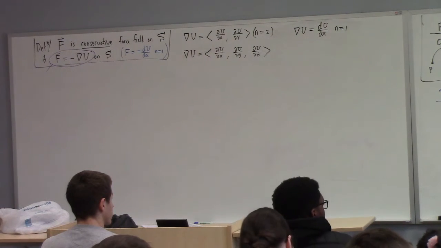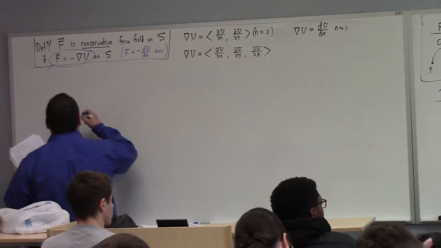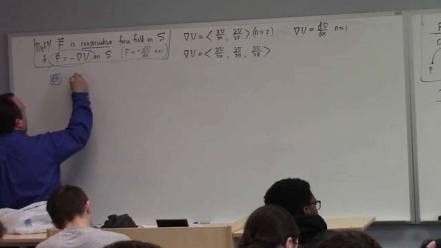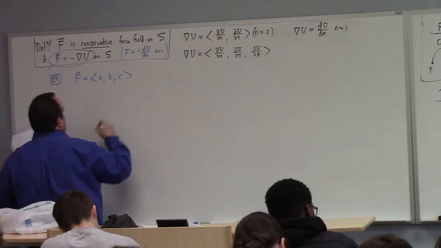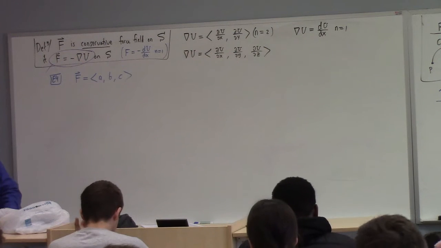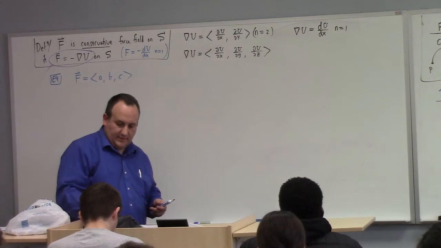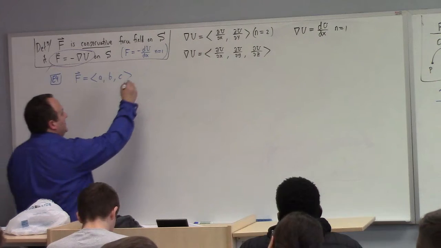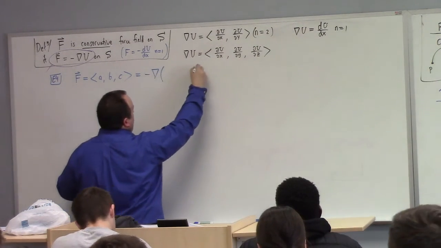Let's do something a little bit easier. How about a constant force? So example 4, suppose you've got the constant force F naught equals to, let's say, ABC, just keep it nice and simple. Is this a conservative vector field? What do you think? In other words, can you write this as minus the gradient of some function?